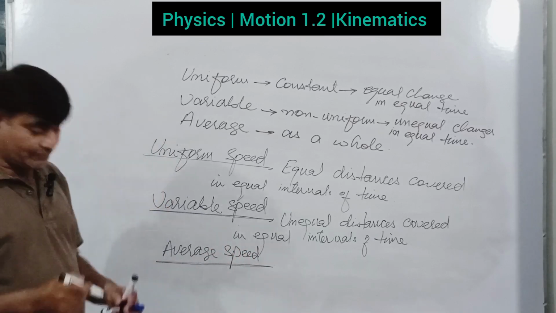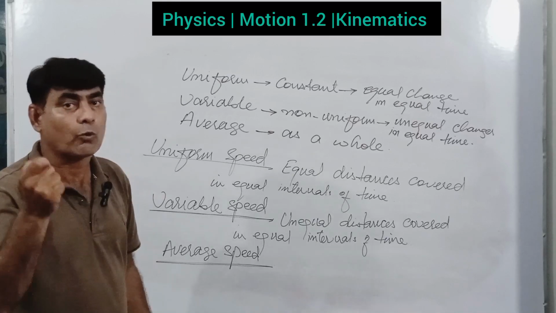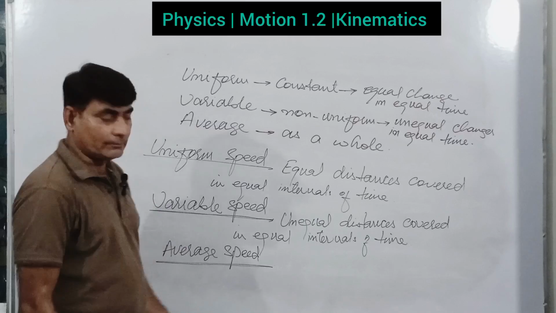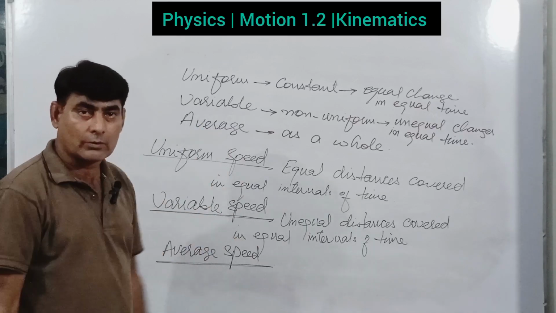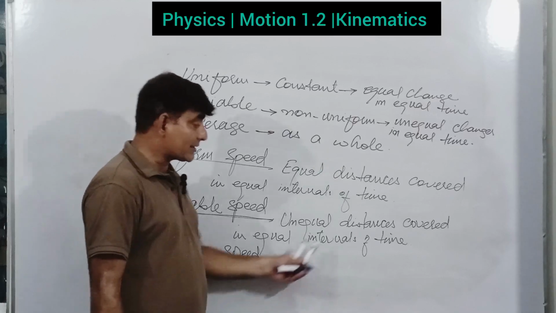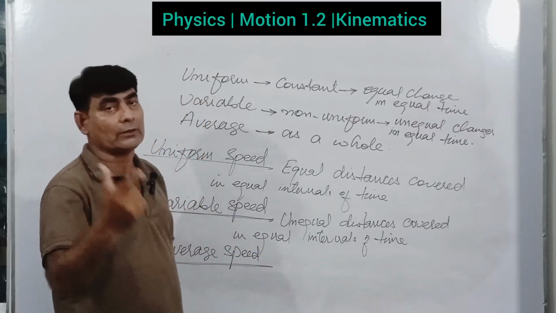Third one is average speed. What does it mean? What is average speed as a whole? Total distance covered in total interval of time. Simply, total distance covered in total interval of time.